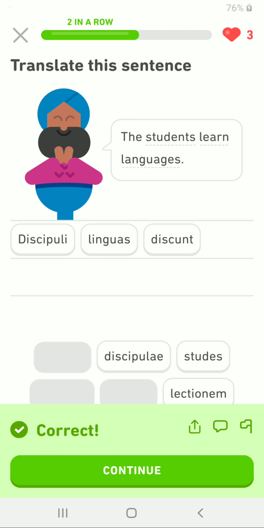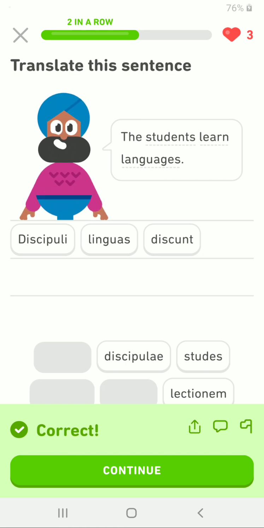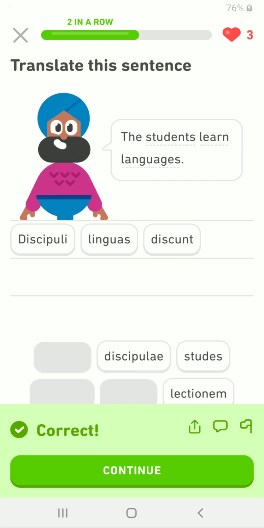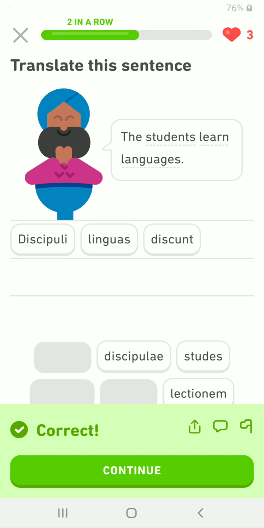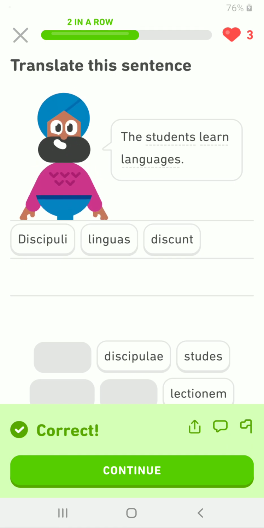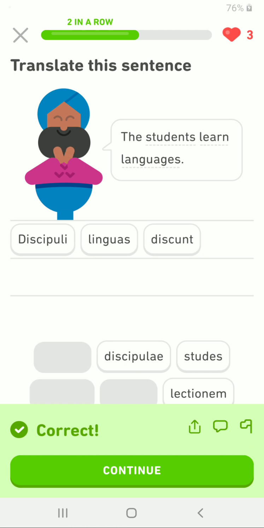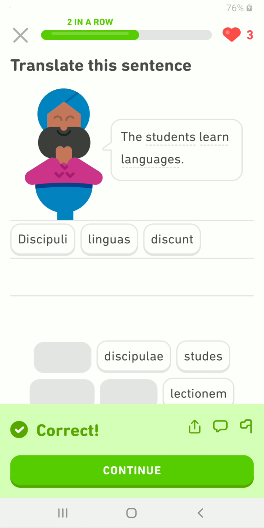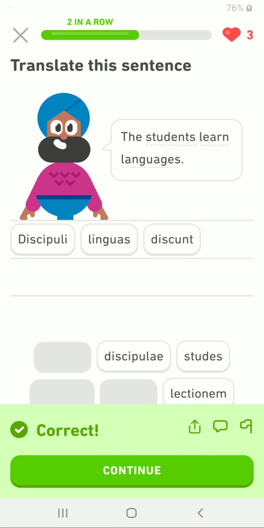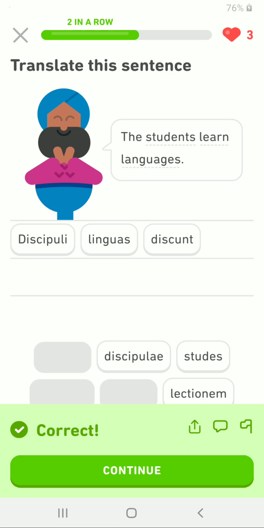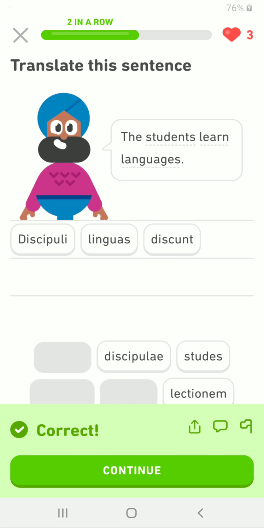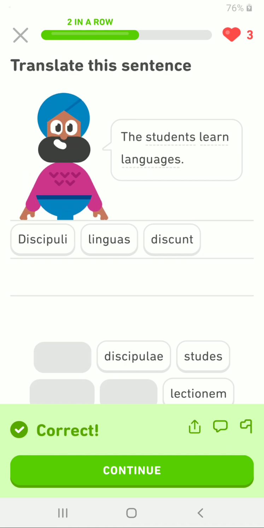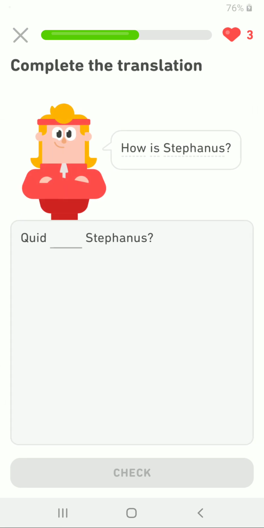But the thing is, why this? Why linguas? Is it because discunt has, how to say, another way of how to say? I don't know. Like for some verbs, you don't use accusative. You have to use the nominative. I'm asking myself. I don't know. If you know why it's not linguam but linguas, let me know.